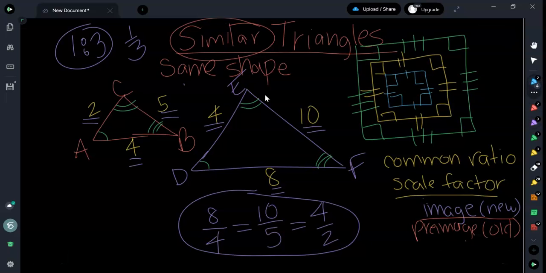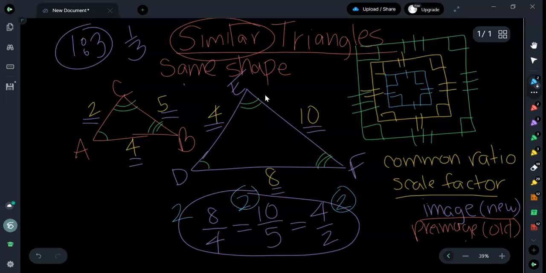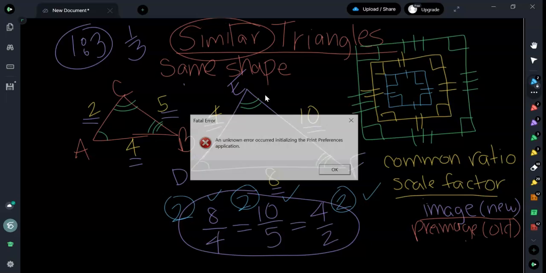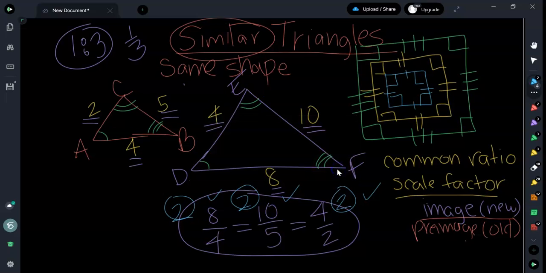8 over 4, if I reduce that, that's 2. 10 over 5, if I reduce that, that's 2. 4 over 2, if I reduce that, that's 2, which means all three of these ratios are exactly the same. Therefore, these two triangles are in fact the same shape. They are similar, okay? They are similar.